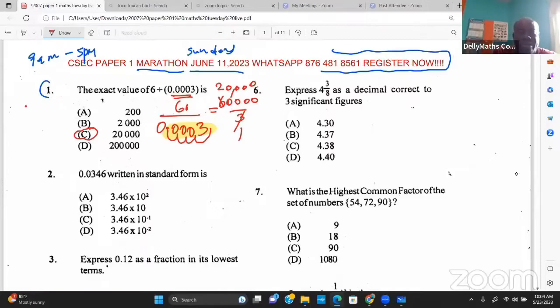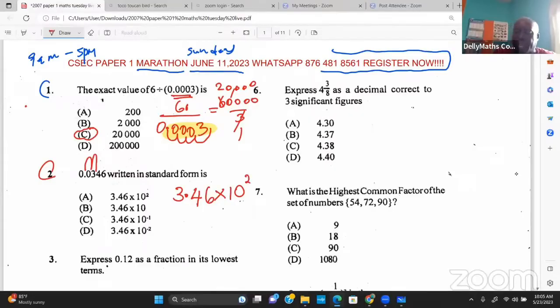Question number 2. Question number 2 says, looking there, 0.0346 written in standard form. Remember, in standard form, the decimal point must come after the first non-zero digit from left to right, which means we're going to have the decimal point between the 4 and the 3. And then it's always going to be times 10. Let us now check to see how many places we move this point for it to get there. We moved it 1, 2 places. All right, so this is going to be to the second.